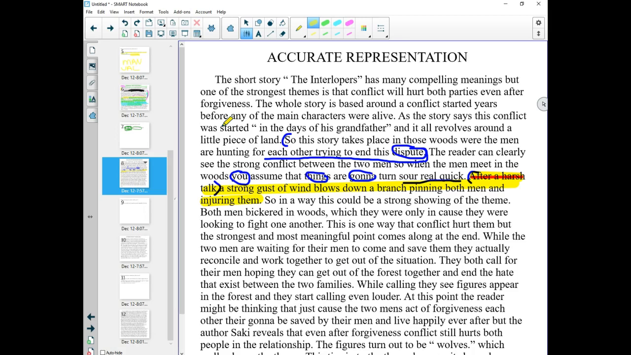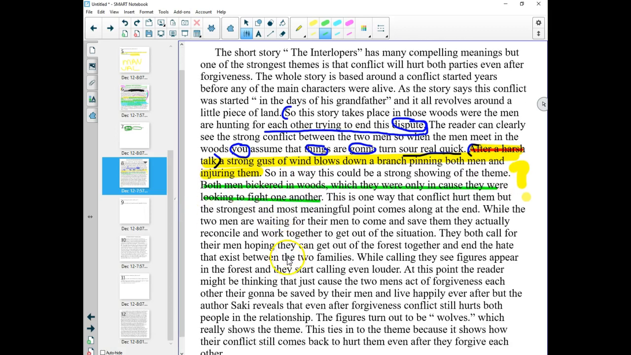So, even though it might seem small, it really detracts from the writer's credibility. They don't have a harsh talk. But let's continue. "So in a way, this could be a strong showing of the theme." That commentary doesn't make any sense, but let's move on. "Both men bickering in the woods, which they were in only because they were looking to fight with one another." What? So the student again is combining two inaccuracies of the story: that they're bickering in the woods, which they weren't up until this point, and that they were trying to fight one another. One was trying to hunt him, the other was trying to chase the other off the land.